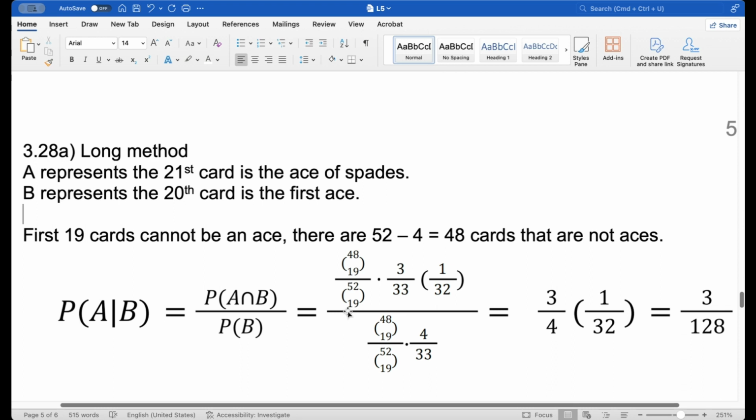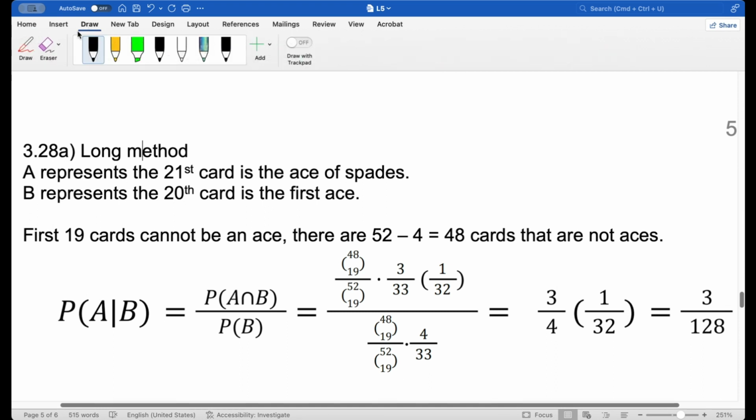And then everything cancels out, and we're back to our shortcut. The 48 choose 19 cancels out. The 52 choose 19 is canceled. And the 33s cancel out. And we're left with what we had in the shortcut, 3/4 times 1 over 32.